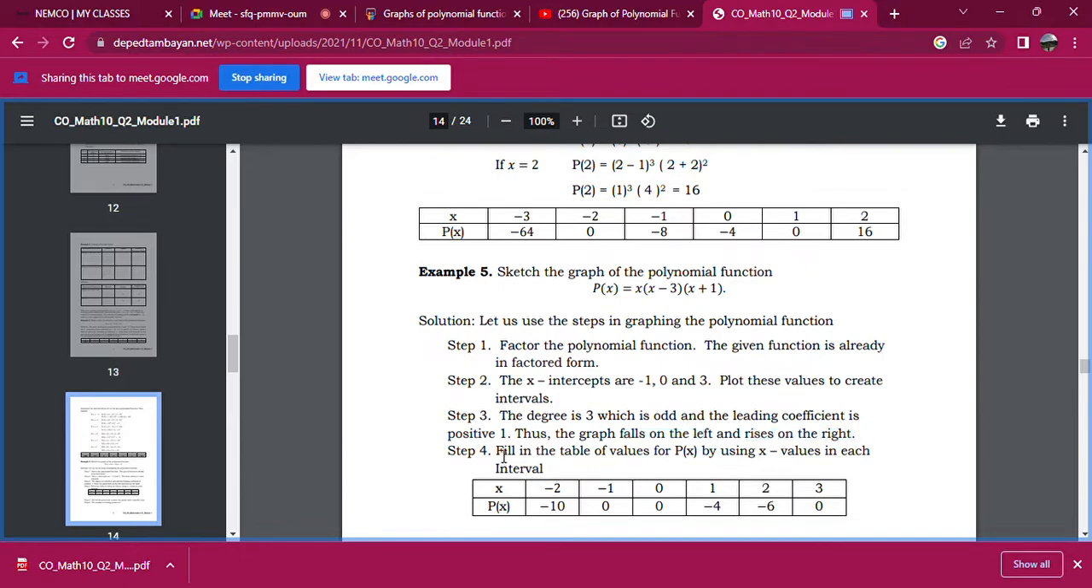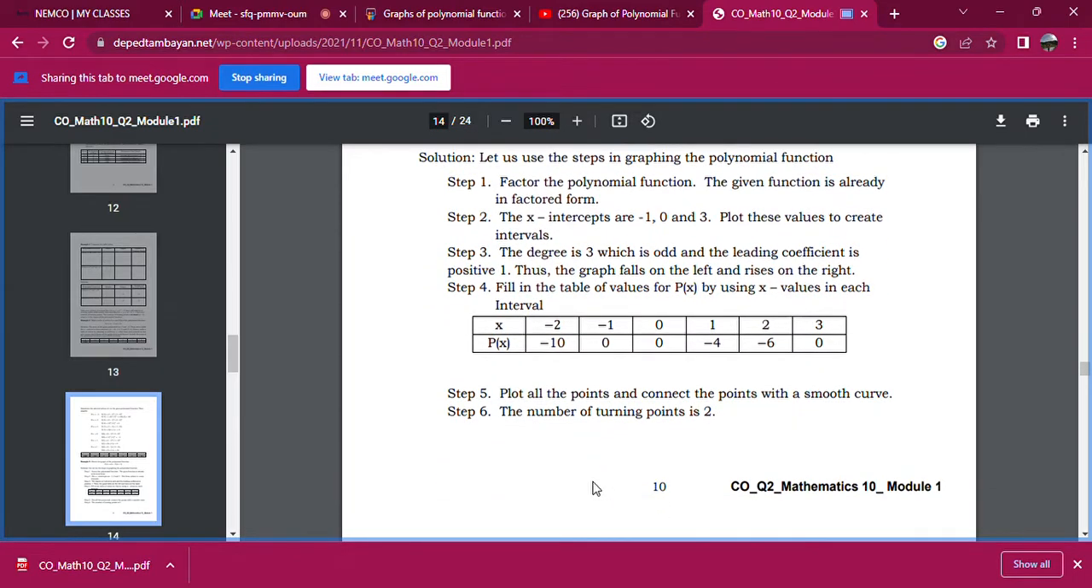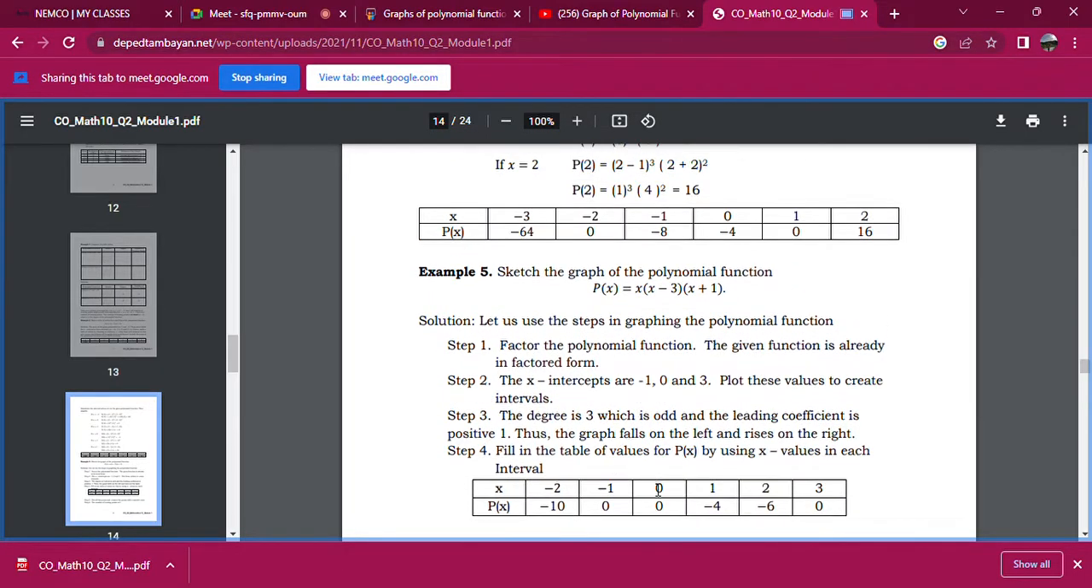Number 4, kay you will have to fill in the table of values for p of x by using x values in each interval. So, na kay butang na kag mga number, basta kay na ay 0. 0, 1, 2, 3, and negative 1 and negative 2. So, simply, imo ra siya i-substitute. If your x is equal to 0, kaning mga x diri 0, pakalista na nimo siya. So, your answer is equal to 0.